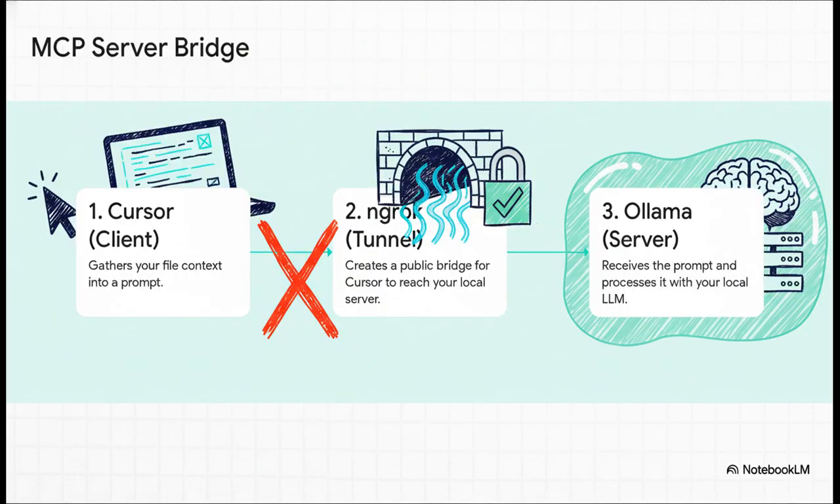And this diagram shows the data flow perfectly. See, Cursor, which is the client, can't directly see Ollama running on your localhost. This is the wall that most people run into and just give up. But this is where ngrok comes in. It creates this secure public tunnel, basically a bridge, that lets Cursor's sandboxed world reach your local Ollama server. Honestly, it's the secret sauce that makes this whole thing click.